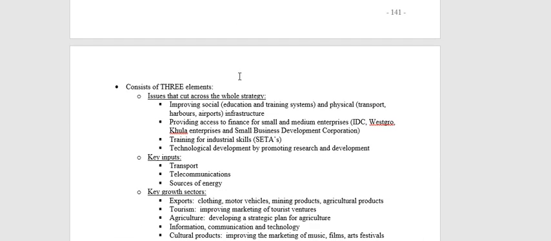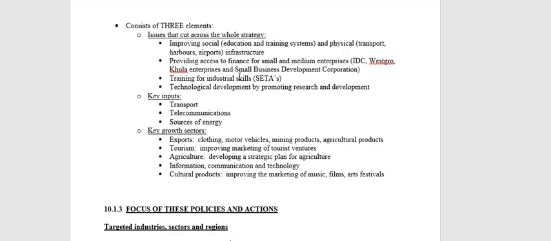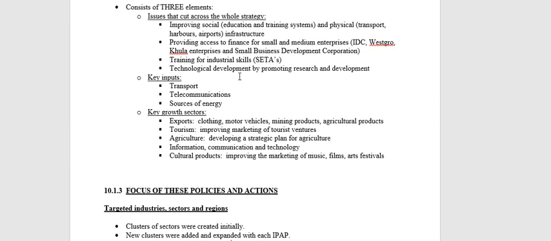All right, now the IMS consists of 3 different elements. Okay, the first element is cross-cutting issues, okay, issues that cut across the whole strategy. Sometimes they call it cross-cutting issues. Okay, make sure that you understand that. Okay, the second element is the key inputs, and then the third element is the key growth sectors.